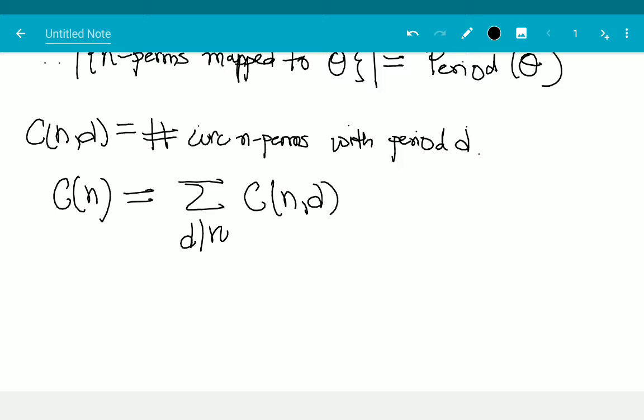What else do I know? Well, look at a D permutation. Suppose it has a period less than D. Suppose it has a period, let's say E, right?